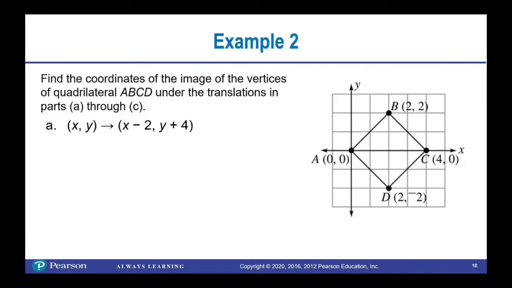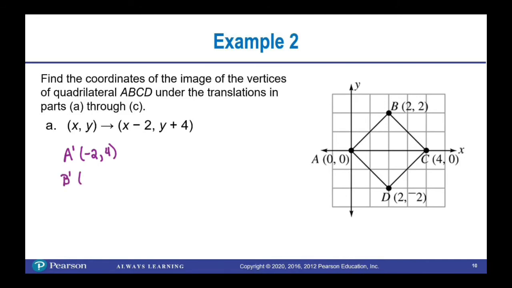In example 2, we are asked to find the coordinates of the images of our vertices in our quadrilateral, and we'll be given several different translations. So let's start with part A. We have (x minus 2, y plus 4) denotes our translation. So for A prime, that's my image point. I start with the x coordinate of A, which is 0, and 0 minus 2 is -2. The y coordinate of A is also 0, and 0 plus 4 is 4. So I used my formula that's given in the translation. I subtracted 2 from the x, and I added 4 to the y.